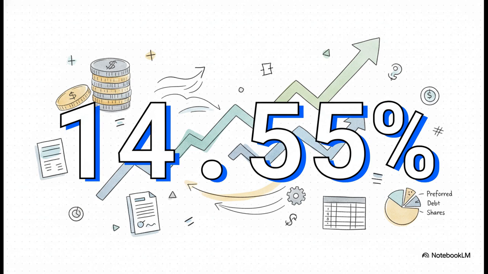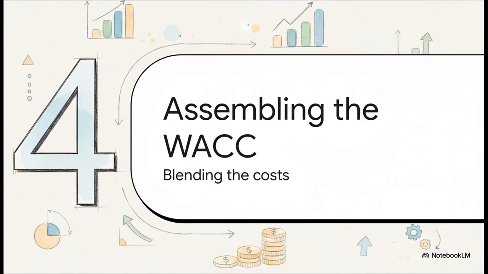So now we have both pieces of the puzzle. We know what equity costs and we know what preference shares cost. So what's the last step? It's time for the grand finale. We're going to assemble the WACC, the weighted average cost of capital. All we're doing here is taking the two costs we just found, that 8.75% for equity and the 14.55% for preference shares, and blending them together to find one single overall cost of funding for the entire company.